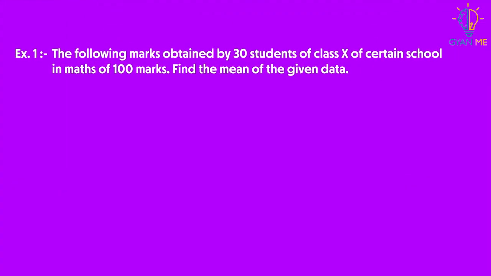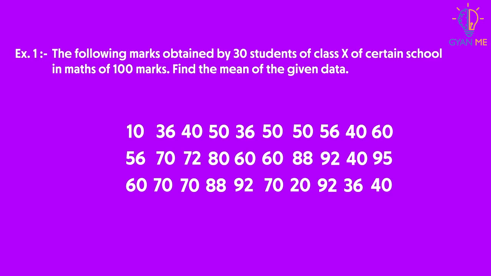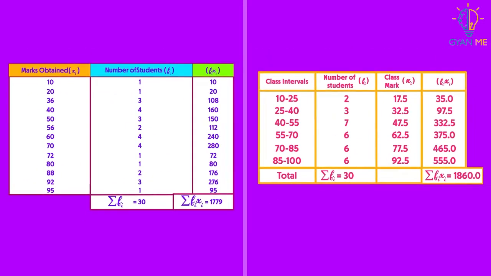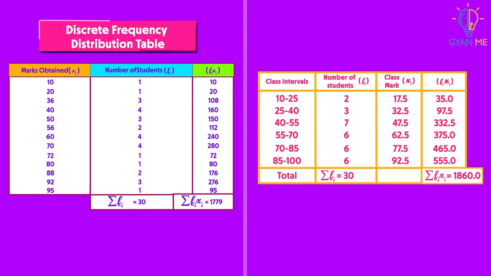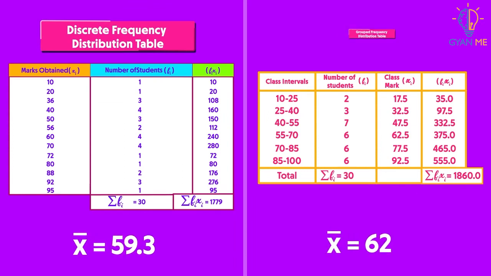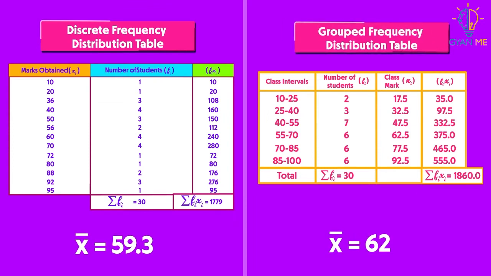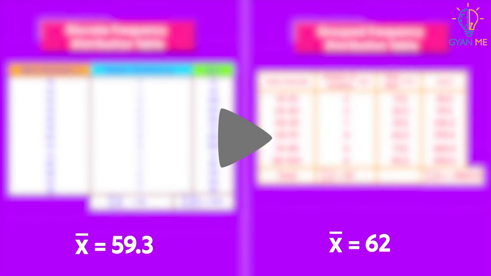Now students, observe carefully. We have used same data to calculate mean both the times. Then why is the mean calculated from discrete frequency distribution table and grouped frequency distribution table obtained different? Can you answer this question? Pause the video, take a second and think for the answer. Could you answer it? Let us see whether you have answered it correct or not.